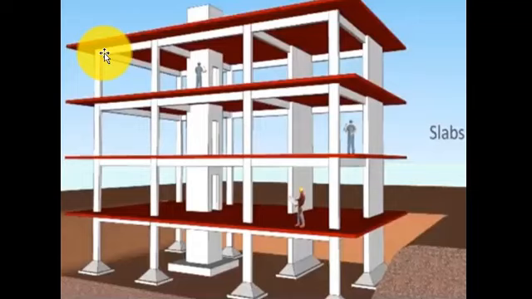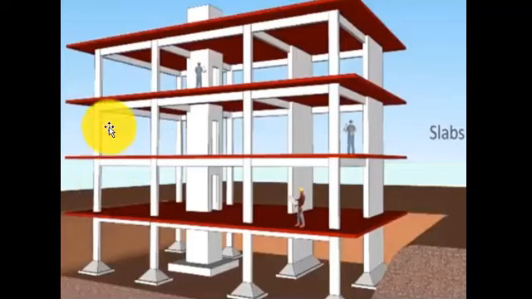If the span is too much, you should go for another kind of slab. If you look at this span here, it is not too much, and even though there are how many columns? There are 4 columns. There's one, this is another, this is another, and this is another.